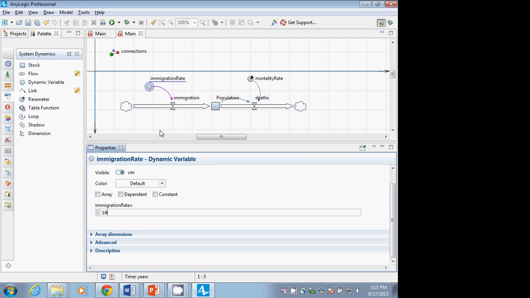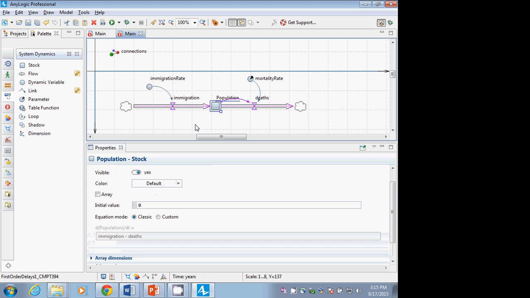Great. And we're going to start the population with no people initially in it. So what is this population going to do over time? If we ran this, what will it do over time? Anyone?